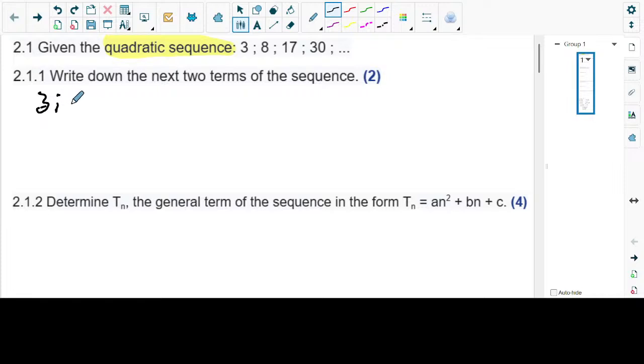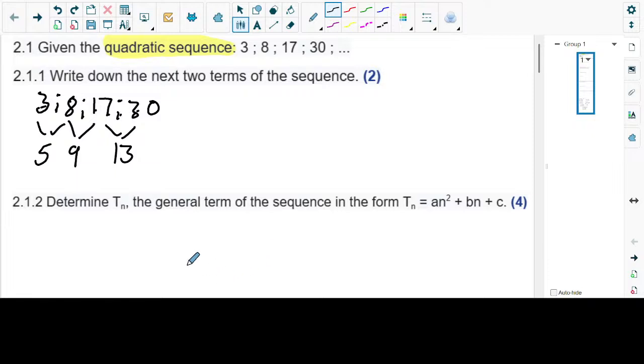So remember how to get the difference. You simply say 8 minus 3. What is 8 minus 3? It is 5. Then 17 minus 8 is 9. And then we have 30 minus 17, which is 13.